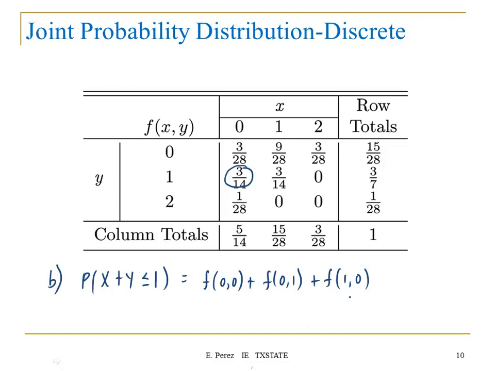And if you sum those probabilities, you have 3 over 28 plus 3 over 14 plus 9 over 28. That will equal 9 over 14.